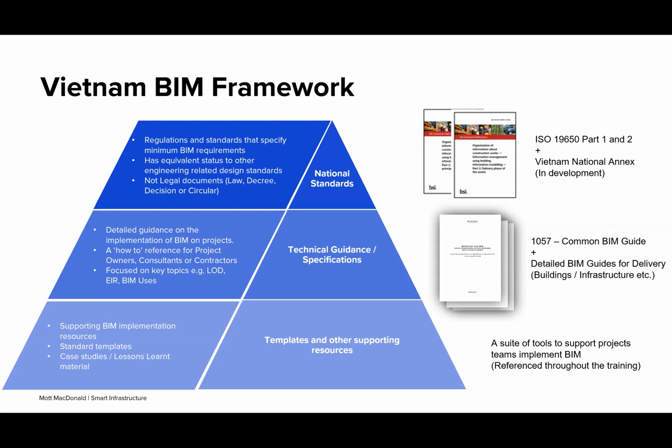To support the standards, a common BIM guide is being created that sets out how the standard can be applied to all projects, and followed by this, a number of detailed guides will be provided for each type of project within Vietnam, whether it's buildings, infrastructure, highways, all types of projects. Additionally, there'll also be a number of templates and suite of tools to be used by these projects so that they're using BIM in the same way, in the standardized ways throughout Vietnam.